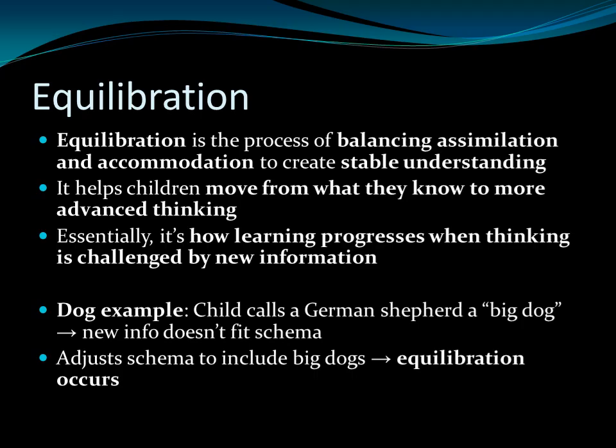Or in a conservation example, a child thinks a taller glass has more water. Then when you do the experiment with the other short glass, the child sees that the quantity is the same. So now the child updates his or her understanding, and now equilibrium is reached. In a math example, let's say the child learns that 2 plus 2 equals 4. Then the child sees that 2 plus 3 equals 5. The child will update their understanding of addition, and that is equilibration.